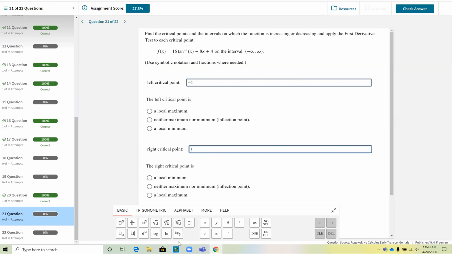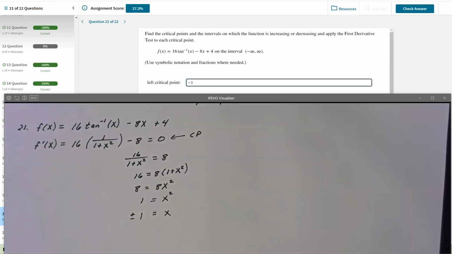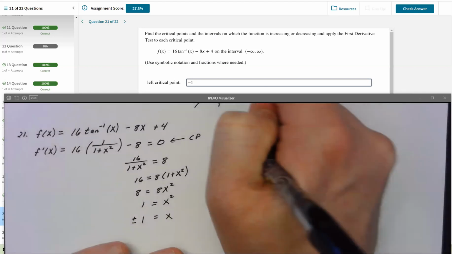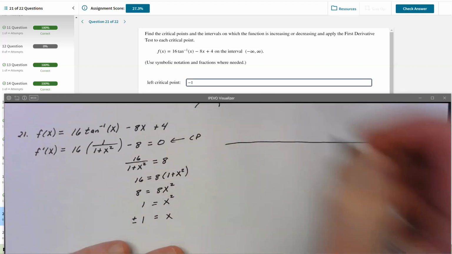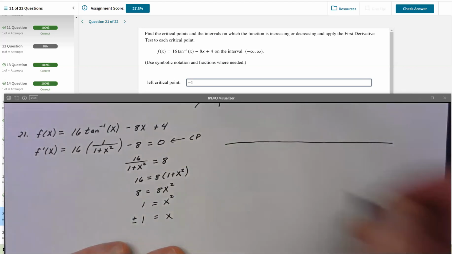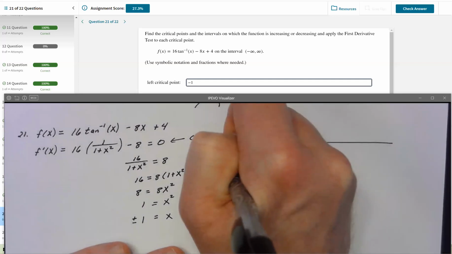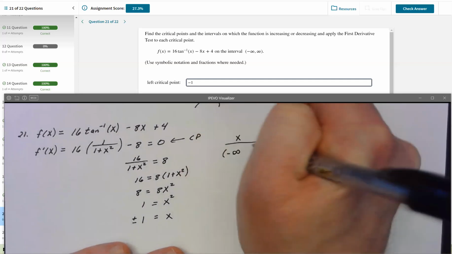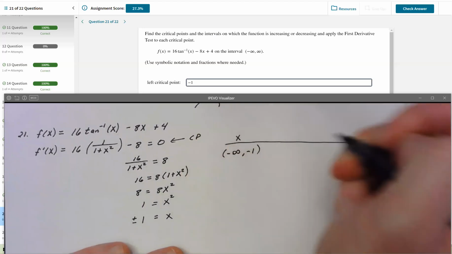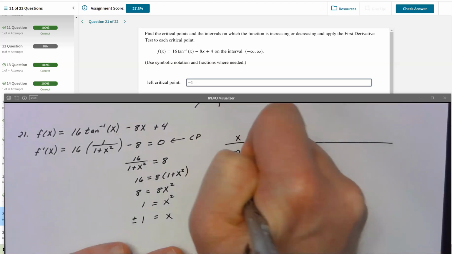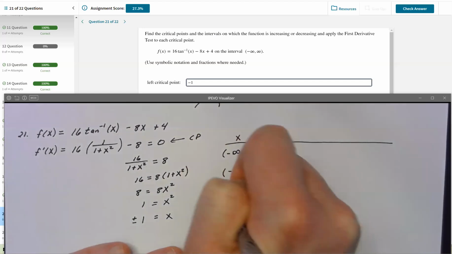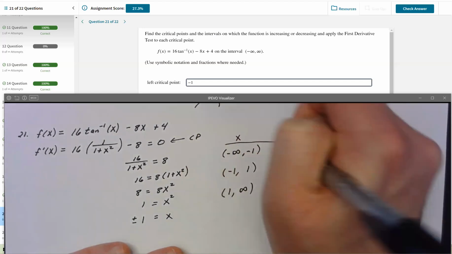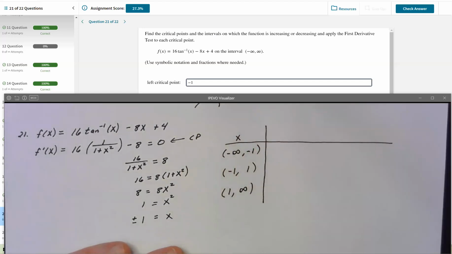But now it's asking us, is there a maximum or minimum at each of these values? So I have the critical points. I'll go ahead and now do my sign test. In order to determine whether there's a maximum or minimum at each of these, I'll need to test from negative infinity up to the first critical point at negative 1, then go from negative 1 to 1, and then test from 1 to infinity.